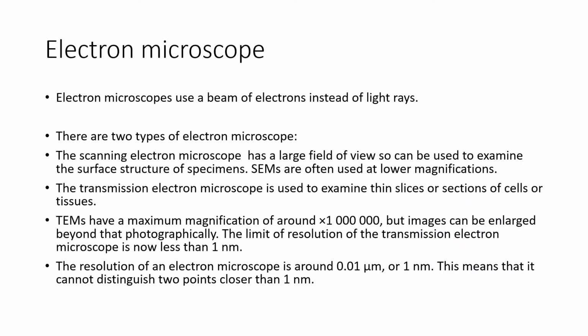On the other hand, we'll be talking about electron microscopes, which use a beam of electrons instead of light rays. There are two types of electron microscopes. So the scanning electron microscope, SEM, has a large field of view, so can be used to examine the surface structure of specimens. So SEMs are often used at lower magnification. On the other hand, the transmission electron microscope is used to examine thin slices or sections.